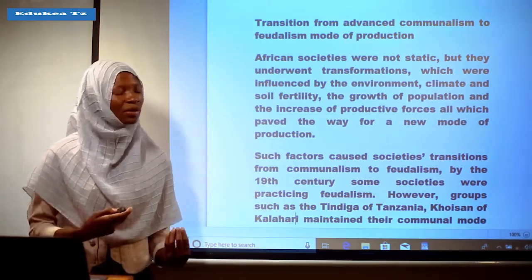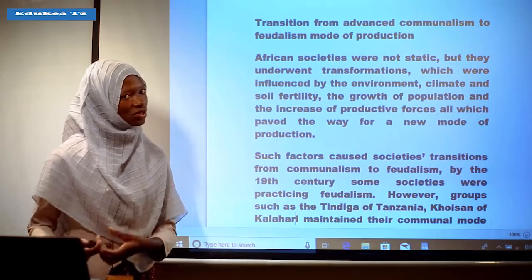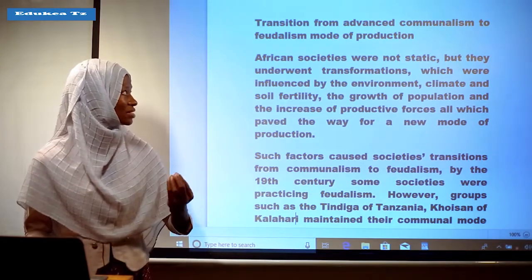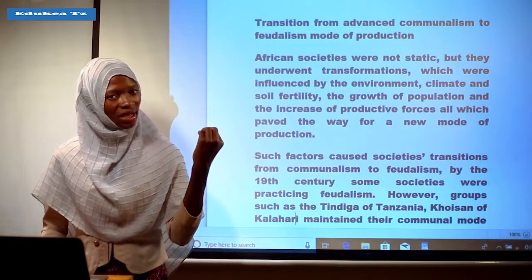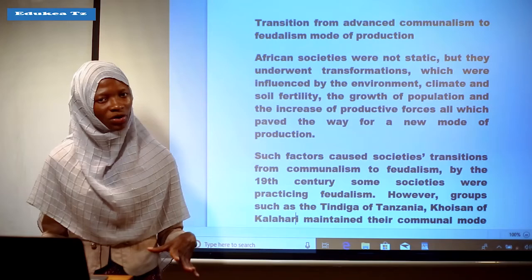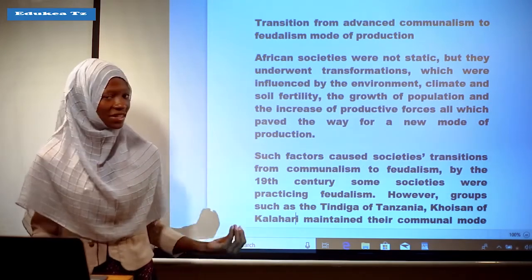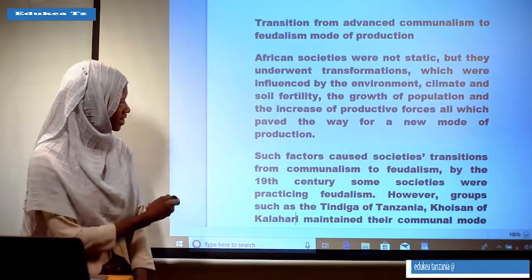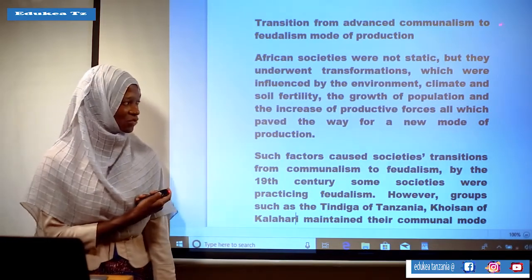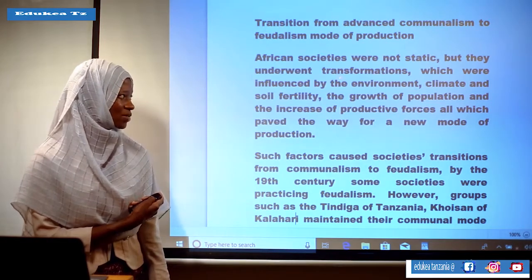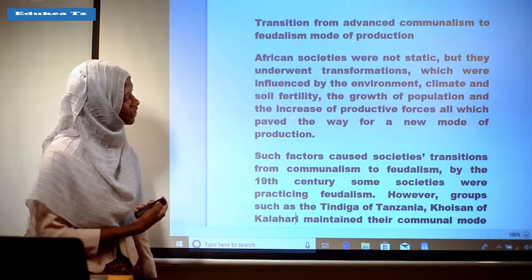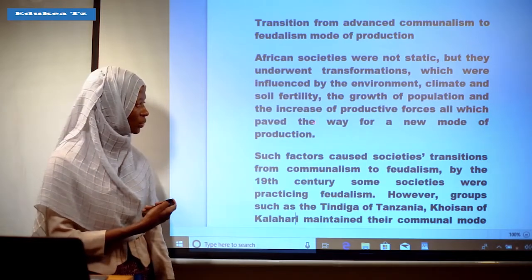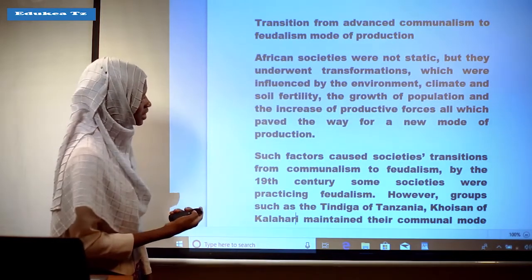As I said, there was the communal mode of production, then the feudal mode of production, or feudalism, then the slave mode of production. So they transitioned first from primitive communalism, then advanced communalism, then to the feudal mode of production, or feudalism. African societies were not static, but underwent transformation, which was influenced by the environment, climate, soil fertility, the growth of population, and the increase of productive force, all of which paved the way for the new mode of production.